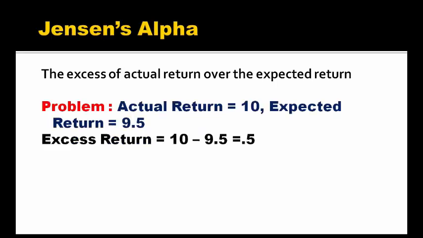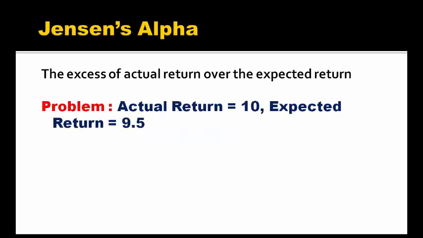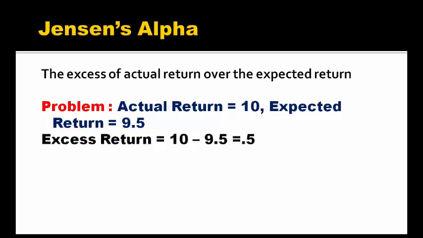Problem. Actual return 10, expected return 9.5. Performance of the mutual fund as per the Jensen alpha: actual return 10 minus expected return 9.5. The performance is equal to 0.5. This is the excess return. As per the Jensen alpha, actual return 10 minus expected return 9.5 is equal to 0.5. This is the excess return as per the Jensen alpha.